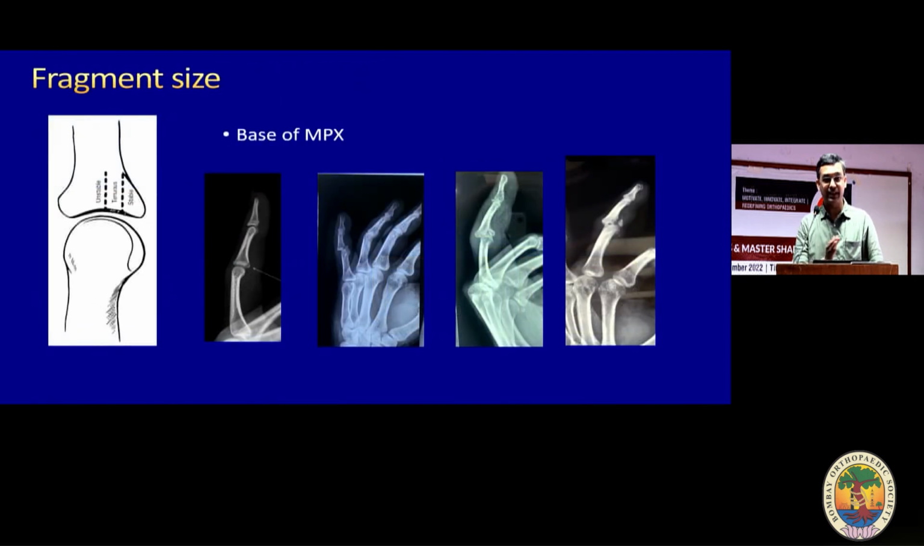So you can divide the base of the middle phalanx into 3/4 or 4/4, depending what you want. You can have a small fragment like this. Probably this is a fairly stable joint. You have something like this, which is about 10 to 20%. You have something like this, which is about 30 to 40%. And this, by far, probably is one of the difficult injuries to manage because it's almost more than 50%.